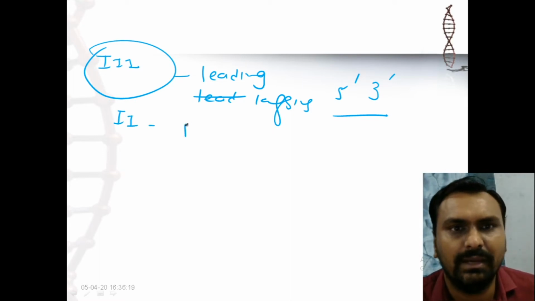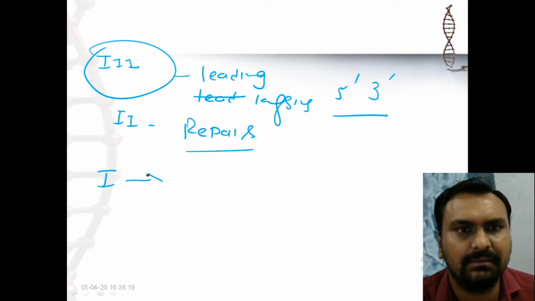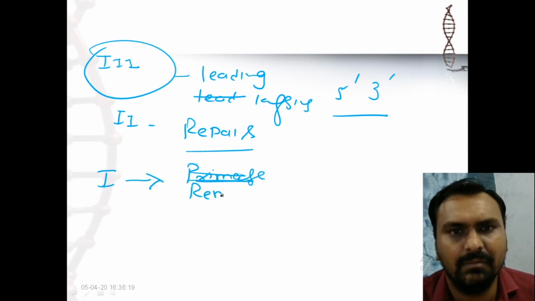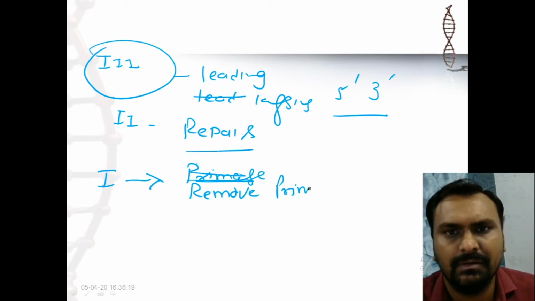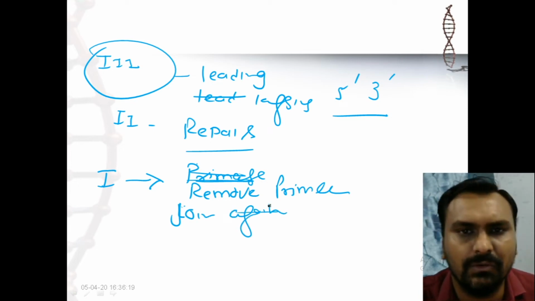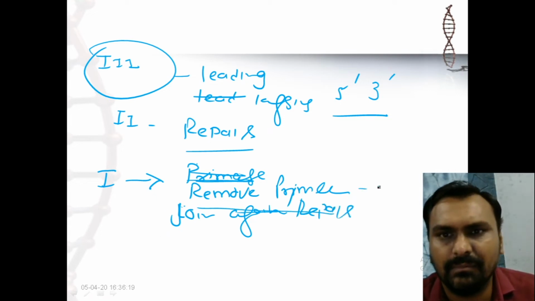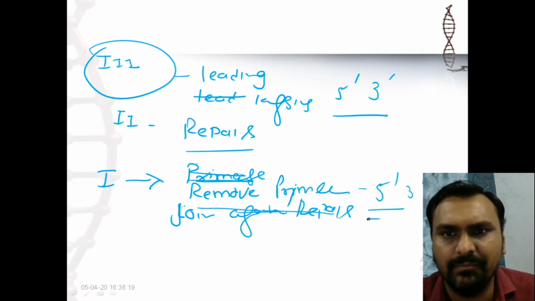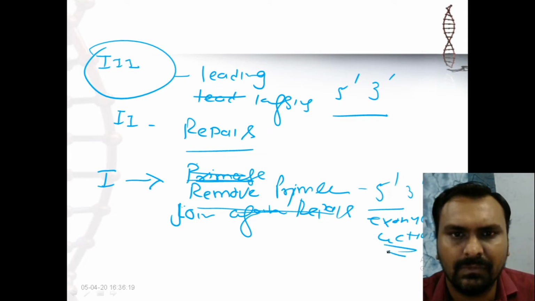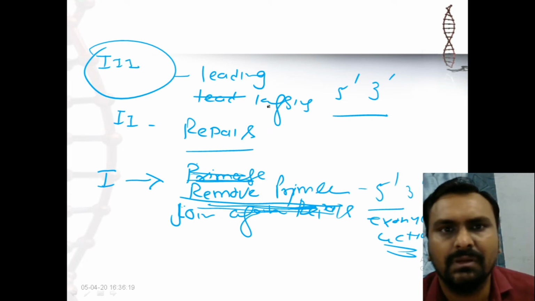DNA polymerase II has a repair activity. Okay, and DNA polymerase I will remove the primer and join the remaining nucleotides again. So it has a repair activity, and it can remove the primer because of its 5' to 3' exonuclease activity. Okay, so it will remove the primer and join it.